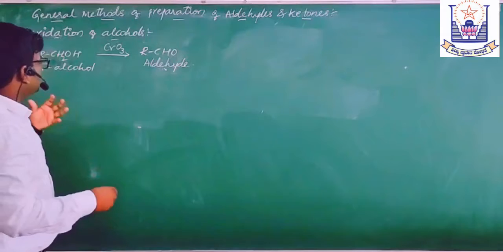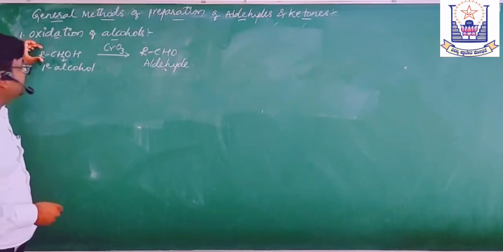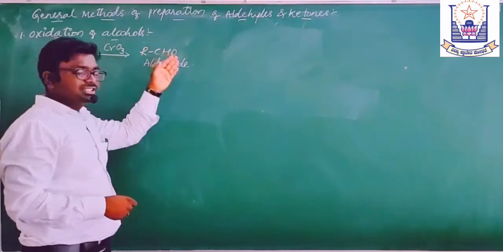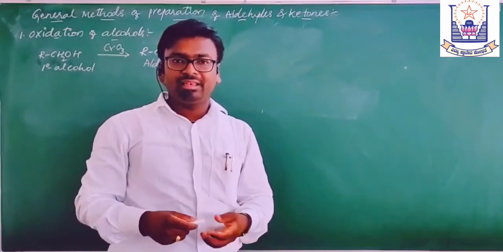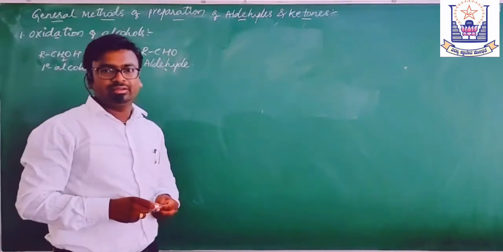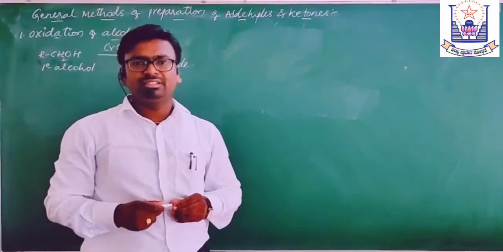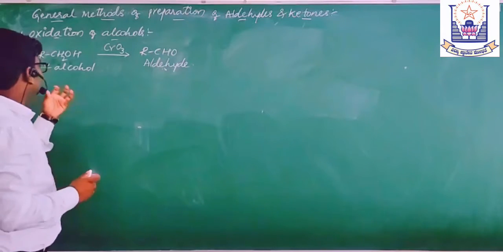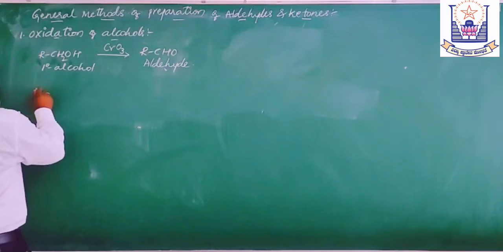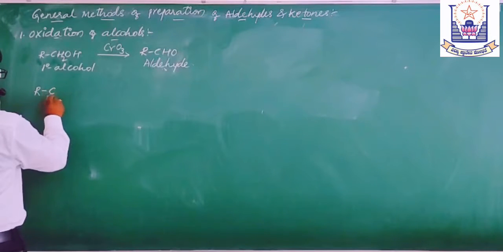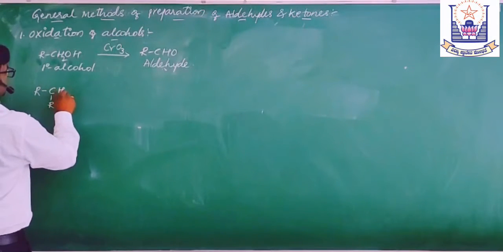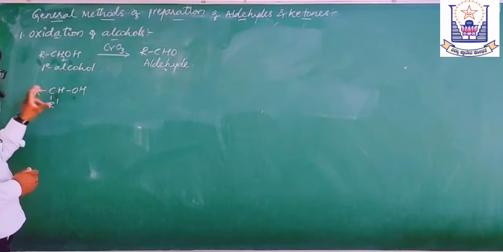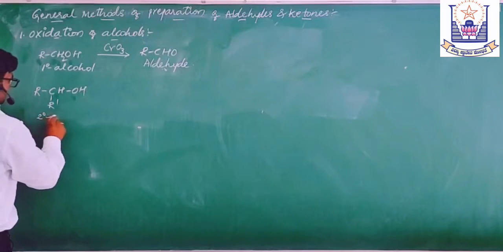You can write your own example here. For example, R is CH3: CH3CH2OH, which is ethyl alcohol, and you will get CH3CHO, that is ethanal, or acetaldehyde. These examples were already discussed in the alcohols chapter. Let's see what happens when a secondary alcohol is taken. Take the secondary alcohol like this: R, CHOH, R dash. Here the functional group containing carbon is linked to two other carbon atoms, so it is a secondary alcohol.